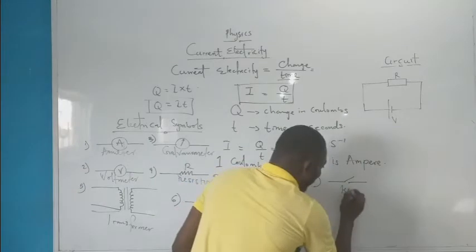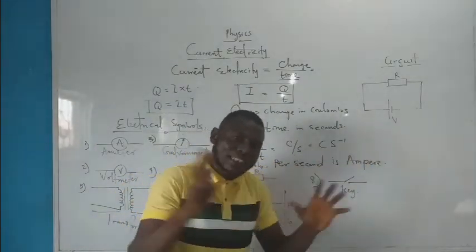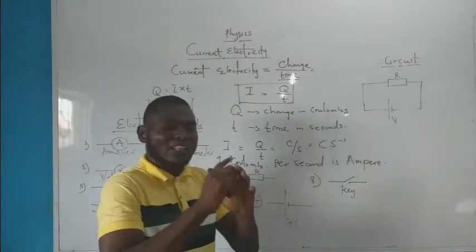This is what we call a key. It is a device used to do what? To break and to make circuits. That's the function: to break and to make circuits.